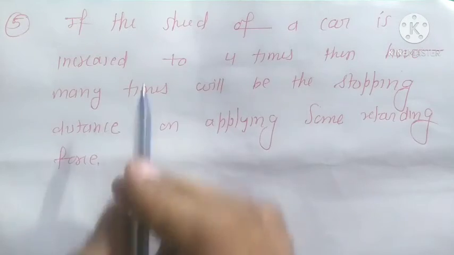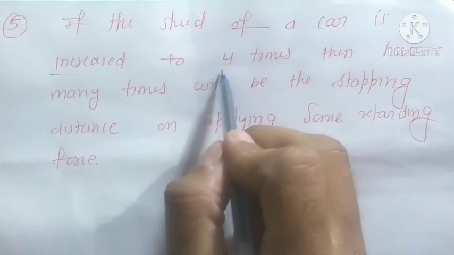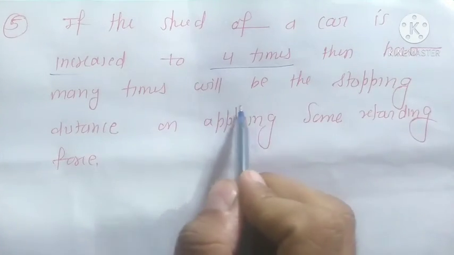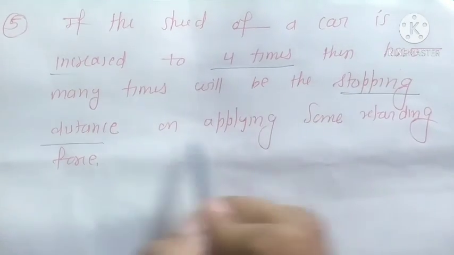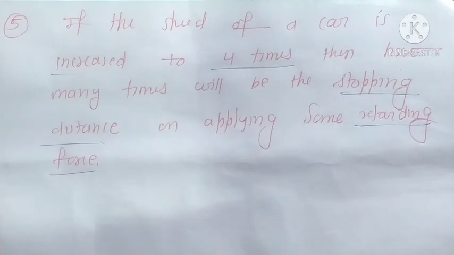Our next question: if the speed of a car is increased to 4 times, then how many times will the stopping distance be on applying some retarding force? I mean, when we apply the brake.